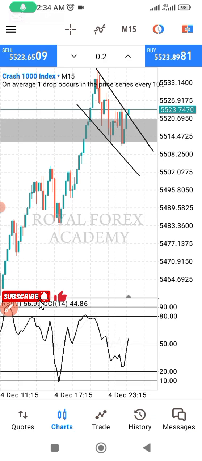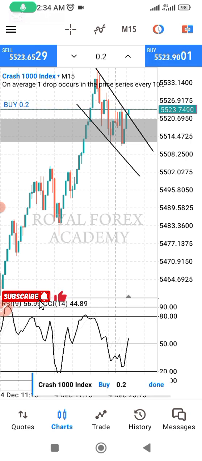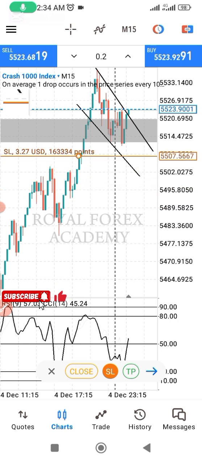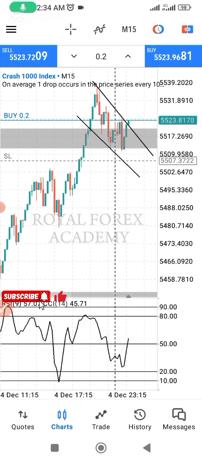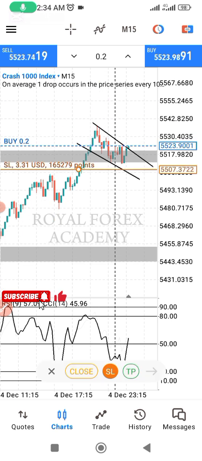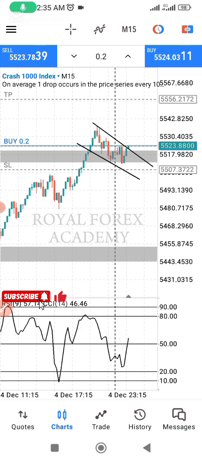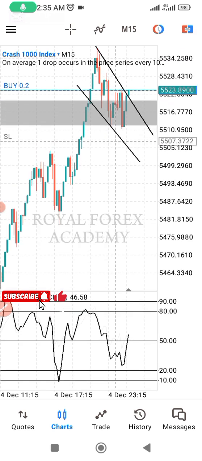So what do I do? I will execute my buy order, and this is my stop loss. And I have my take profit rightly positioned. So this is the right way to make a continuation trade using a particular chart pattern, either a bullish or a bearish.